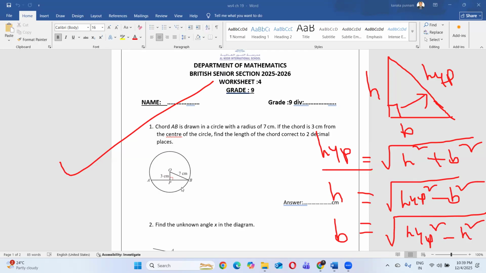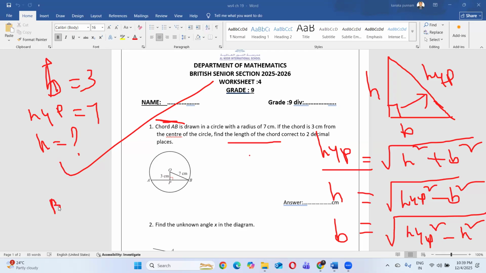So in this triangle, what you have to find is the length of the chord. The length of the chord is AB, you have to find out at the end. Okay, so what is missing? Height is given 3. Hypotenuse is given 7. And what is missing? Base is missing, right? If this is a right angle triangle, this is base. Base is 3. Height is missing. So height is BP here. So we are finding BP or PB, you can write.